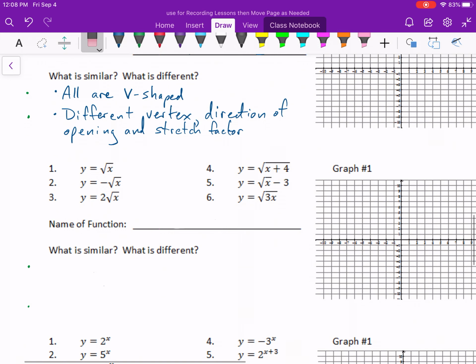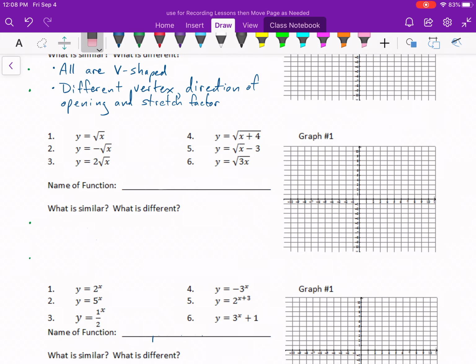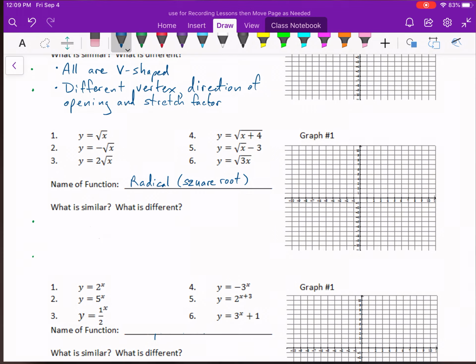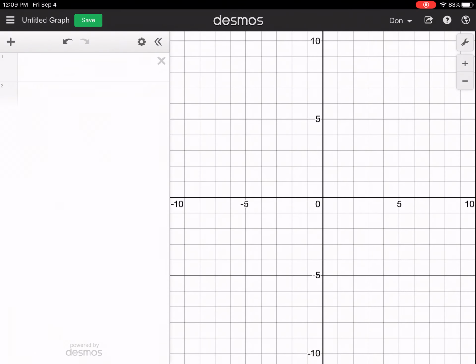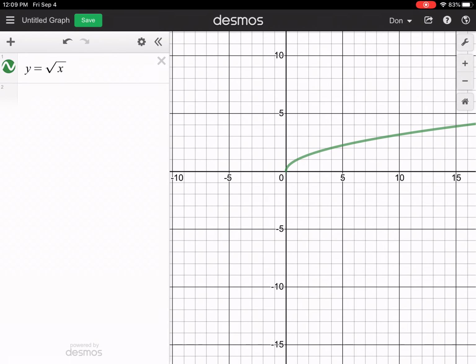The next one, you can type that one in Desmos, see how that looks. These ones are called radical. And again, the basic one is y equals the square root of x. Again, I've got that on my iPad here. If you look down just to the right of the ABC, you'll see the square root sign. And you can see it sort of gives that sideways U shape.